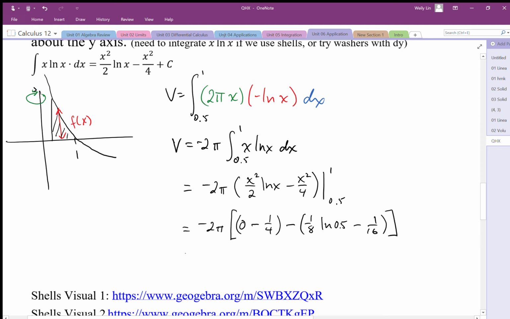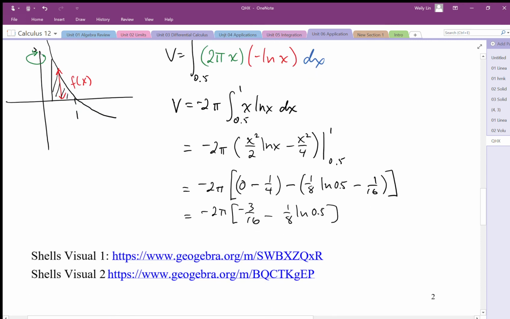Okay, so I can simplify that first before I work that out. It's going to be negative 2 pi times negative 4/16 plus 1/16, so it's negative 3 over 16 minus 1 over 8 log 0.5. I'm just going to type that in my calculator, see what kind of volume we get with that.